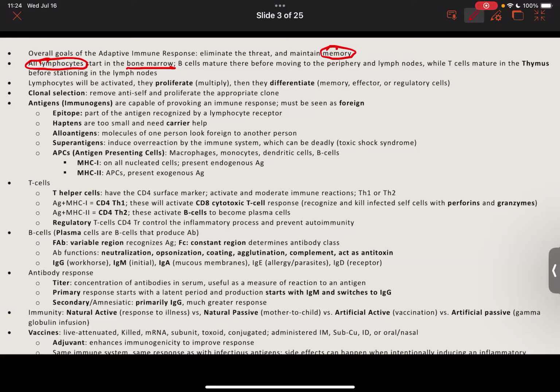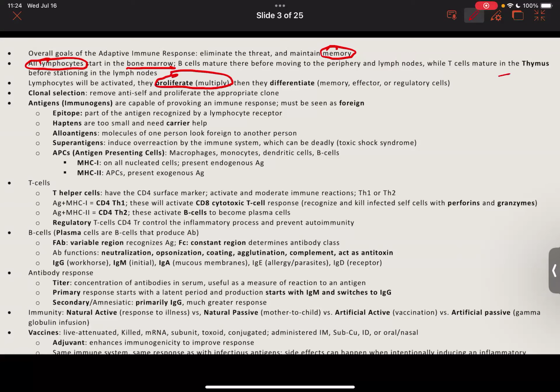Whereas the T helper cells and the CD8 T cells, they kind of move throughout the periphery and go throughout the body, just trying to see if they can find that specific bracelet or that specific antigen that they will react to. Once the lymphocytes are activated, whether you're a B cell or a T cell, the first thing you do is proliferate. You multiply, you make a ton of copies.